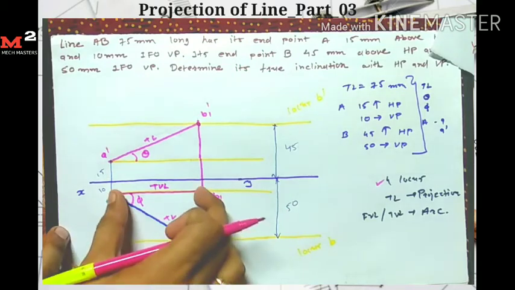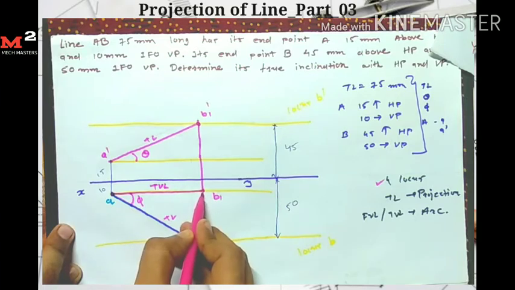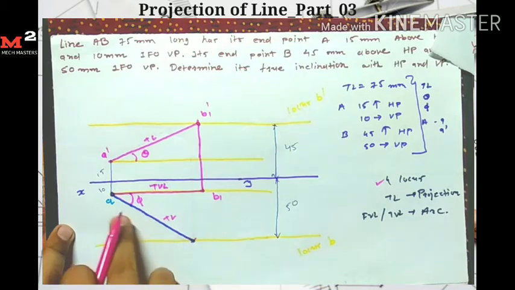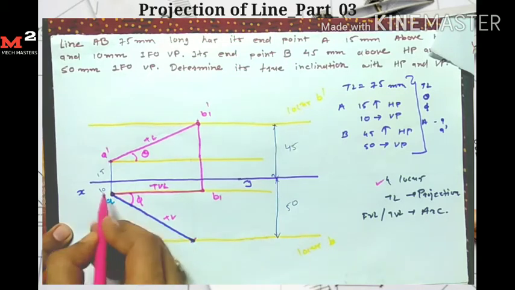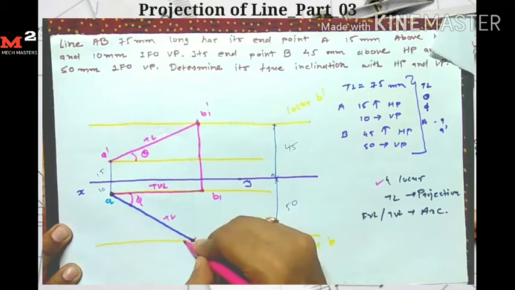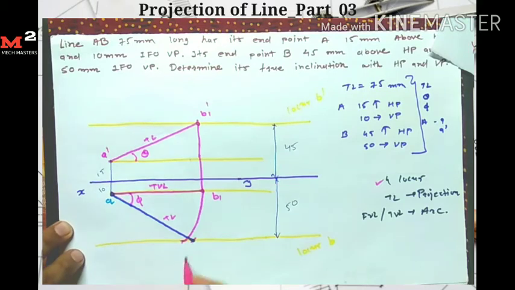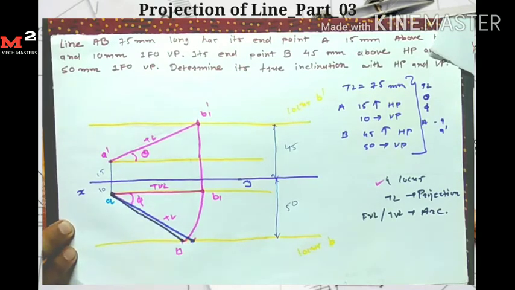Now from the top view length I draw the arc. I take A as a center and AB1 as a radius, because for locating point B I have two conditions: its distance from point A is equal to the top view length, and I get the B point on this locus. I draw one arc here, so I get my final B point here. So this line AB is my final top view.